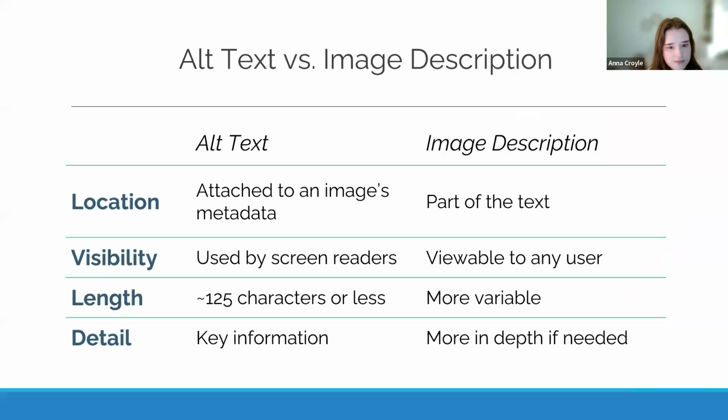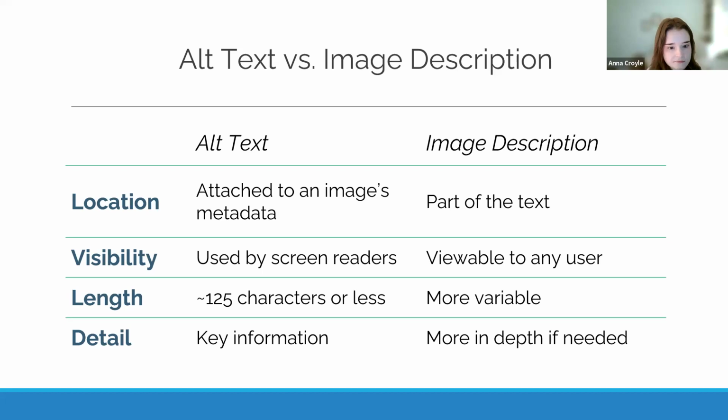So to wrap up, to compare alt text versus image descriptions, alt text is attached to the image's metadata. So it's part of that image's data. You're not going to see it on a screen. You might hear it through the screen reader. You might see it if the image doesn't load, for example. Versus an image description, which is part of the typical text you'll see by the image.